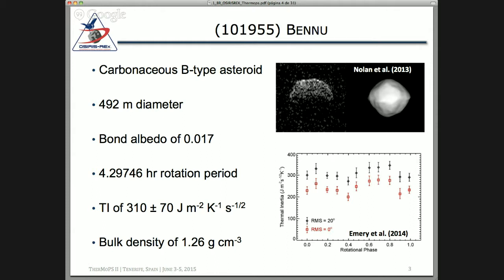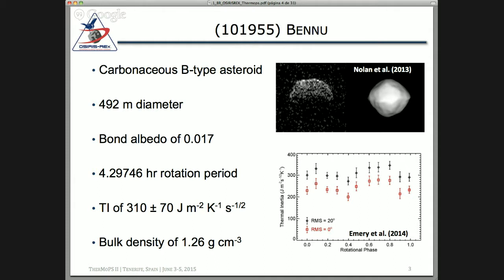In addition to the thermal inertia, we also know the bulk density to be slightly greater than 1 gram per cubic centimeter, and this was inferred from a Yarkovsky drift measurement, which I'll describe later as well. Comparing the bulk density to the grain density of an associated meteorite for a B-type asteroid, it indicates a porosity of about 40%, indicating that Bennu is likely to be an overall rubble pile asteroid, which is consistent with its spinning-top shape.